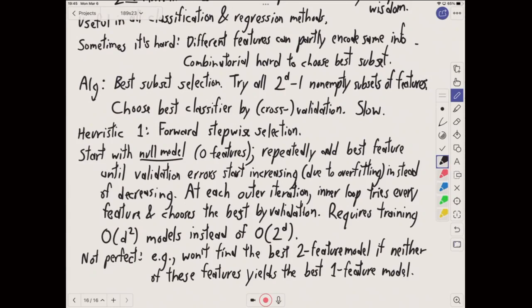So if you have a situation like that, where neither one of those features alone gives you the best one-feature model, you're not going to find the best two-feature model. That's why it's a heuristic. But it still often works very well in practice.